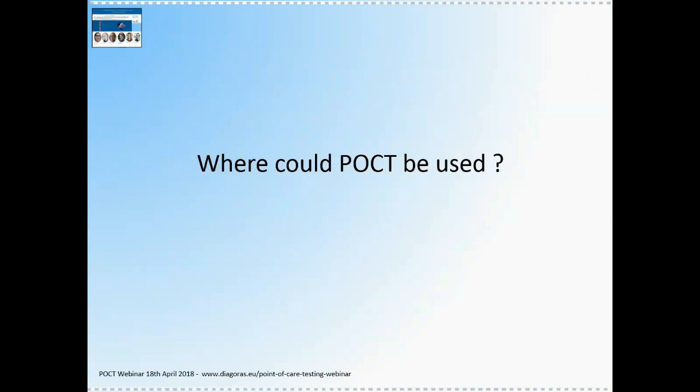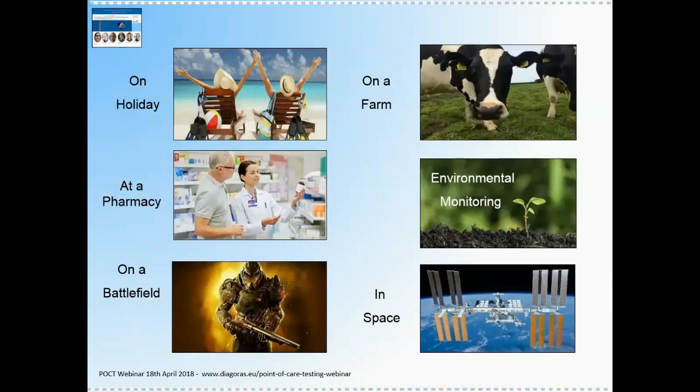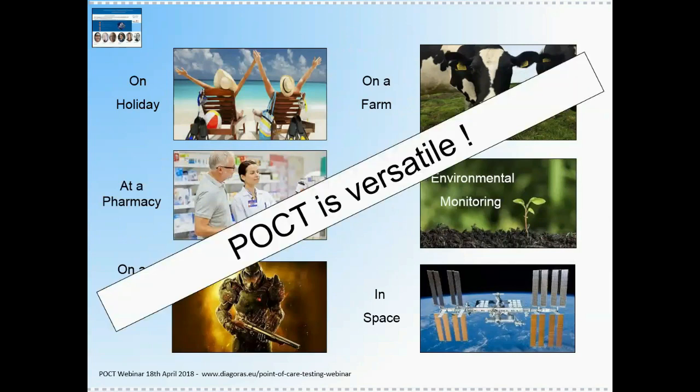So, we talk about point-of-care testing very briefly. Where could point-of-care tests be used? Well, here are a few obvious examples. They can be used in a hospital, next to the bed, at the family doctor's office, or at home. And there are other areas, of course, like if people are on holiday, at a pharmacy, or maybe on a battlefield, on a farm to test, for example, infections in animals, environmental monitoring, maybe sewage spills, and also in space. So actually, POCT testing, including infectious disease POC testing, is very versatile.